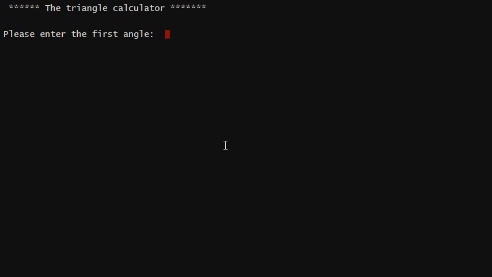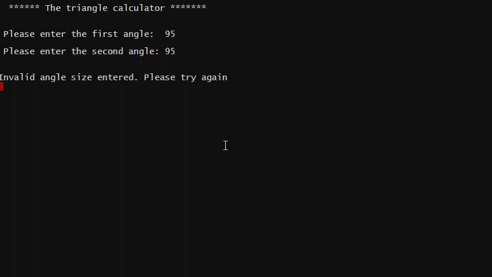And your program should also check. So if you put some ridiculous numbers in, so let's say we check for 95 and 95, it should work out that it's not valid values. Let's have a look. There you go. Invalid angle size entered. Please try again. There we go.